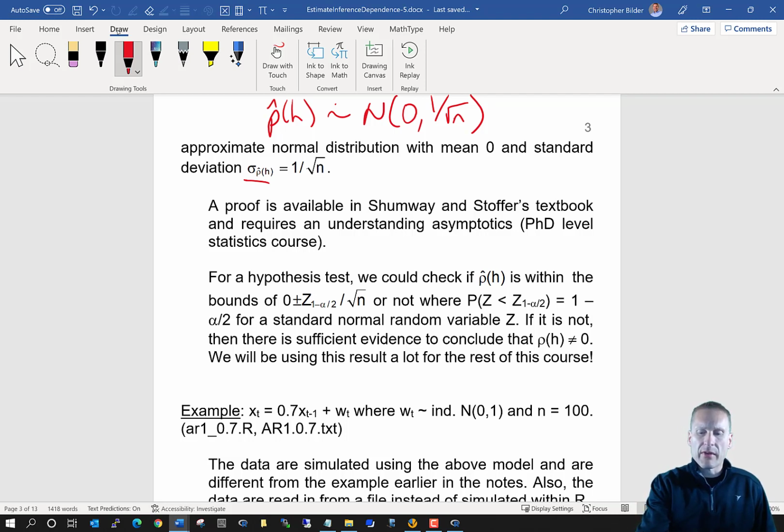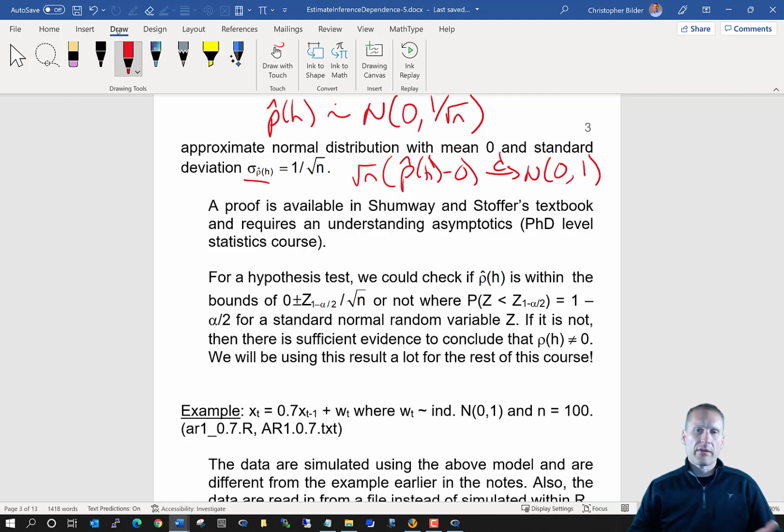You would write it something like this: the square root of n of rho hat of H minus 0 converges in distribution to a normal random variable with mean 0 and variance of 1. I put that there because some time series textbooks will go to this formality of talking about convergence in distribution, and basically what this means is what I had written in a more simplified form up there.